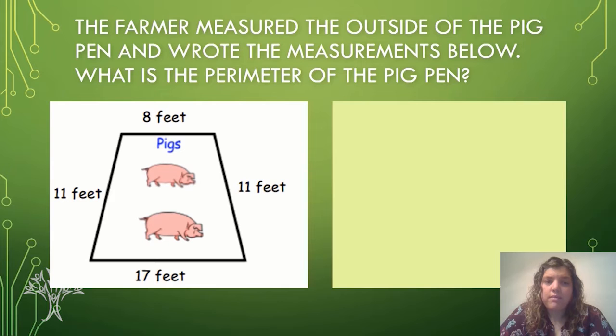So my first problem to explore is all about the pigs. And it says, the farmer measured the outside of the pig pen and wrote the measurements below. What is the perimeter of the pig pen? I want you to take a minute and I want you to decide, what are you going to do with those 4 numbers? Are you going to add, subtract, multiply, or divide to come up with that perimeter, the distance all the way around?